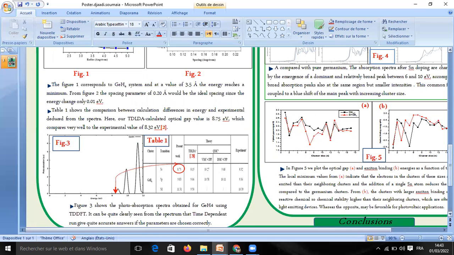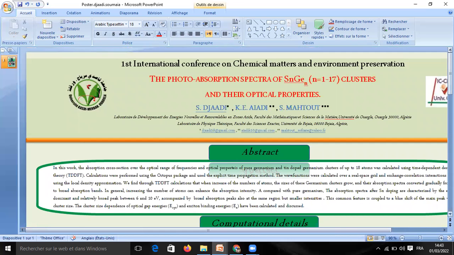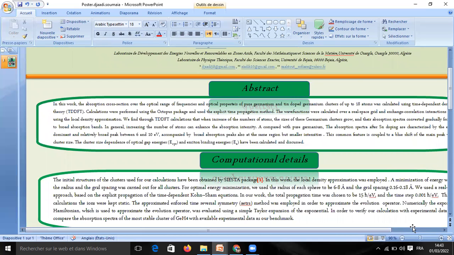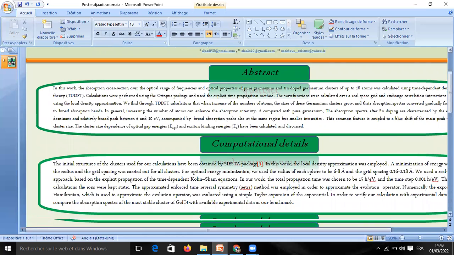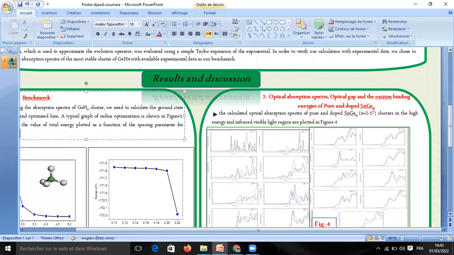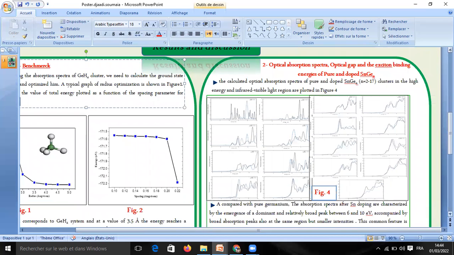Two, optical absorption spectra and their optical properties. Figure 4 shows the calculated optical absorption spectra of single and double germanium clusters. We can see a blue shift of the main peak of the spectra with increasing cluster size.